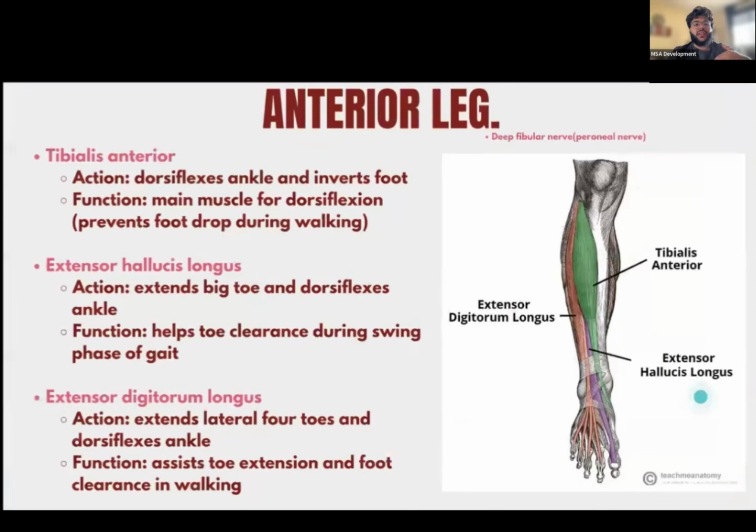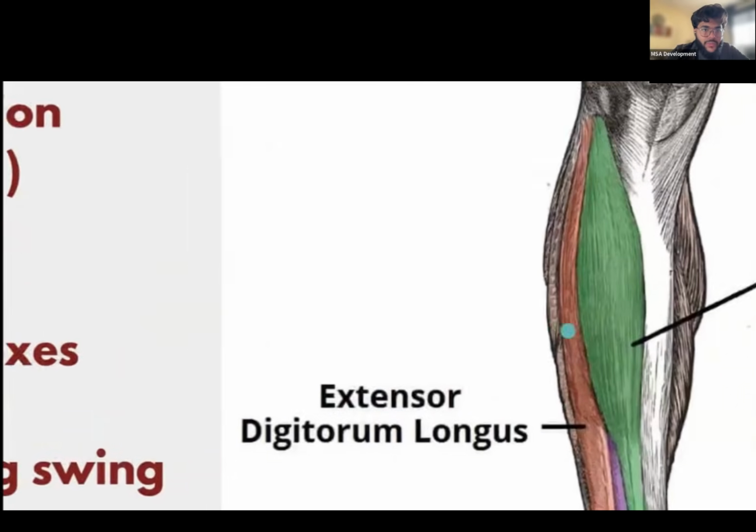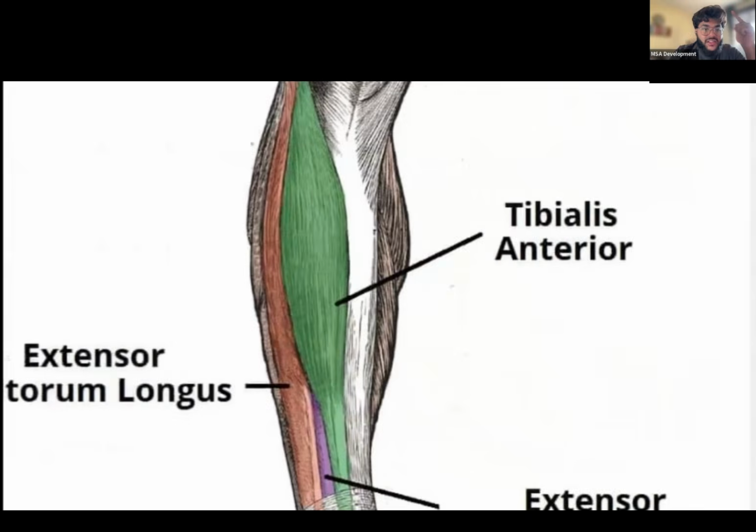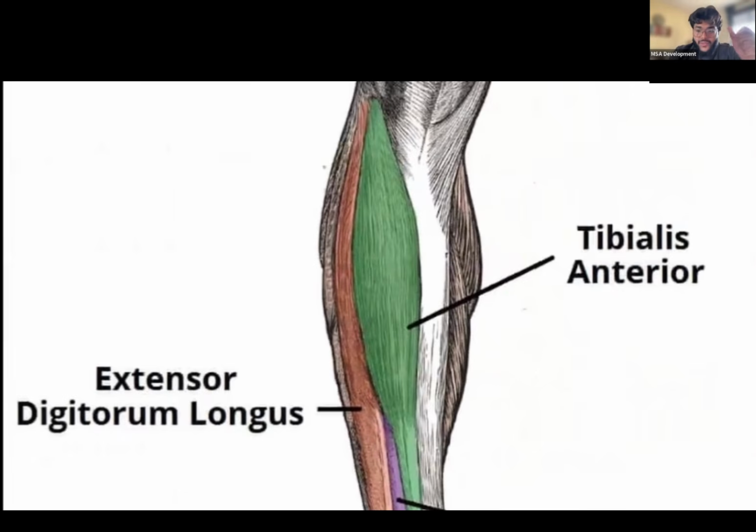Okay. Now let's talk about the anterior leg. Okay. So the anterior leg is supplied by the deep fibular nerve. So these are the muscles of the anterior leg. You have the tibialis anterior, extensor hallucis longus, and extensor digitorum longus. Okay. So tibialis anterior is on the lateral side of the tibia. Its attachment is to the first metatarsal, okay? And it's responsible for dorsiflexion, so it moves the foot upwards, the ankle, and inversion, so it moves the foot inwards, okay? It's the main muscle of dorsiflexion, and it also is responsible for preventing foot drop during walking. So if there is any deep fibular or peroneal nerve damage, it would lead to foot drop. This is something that you want to keep in mind.